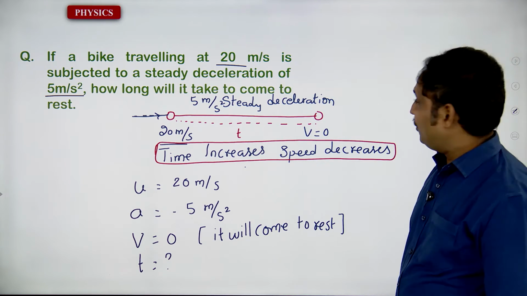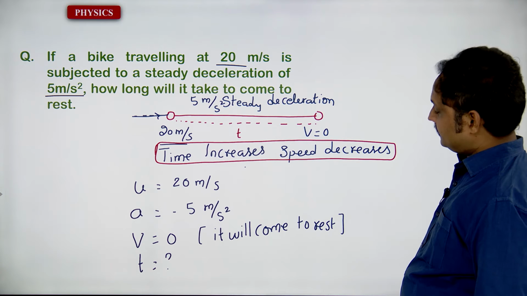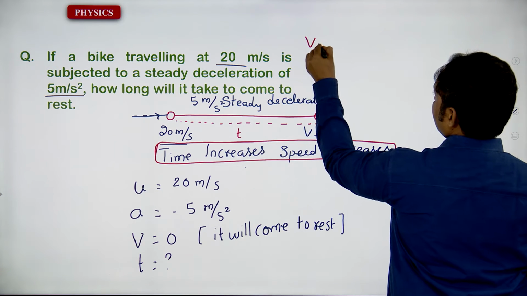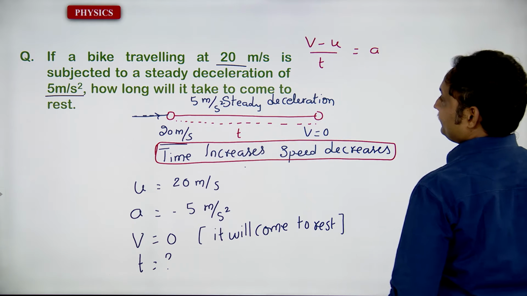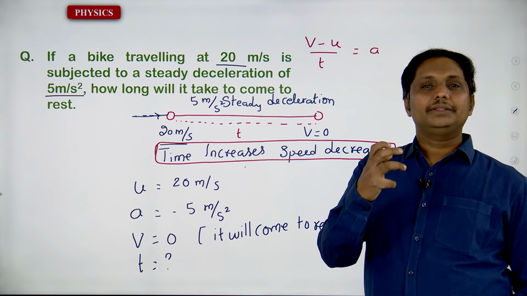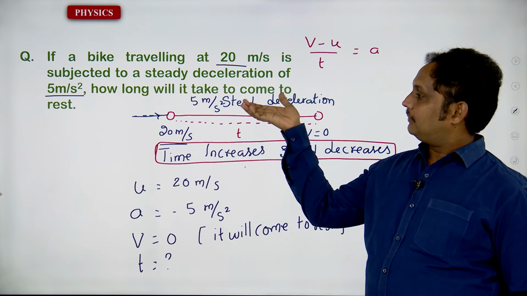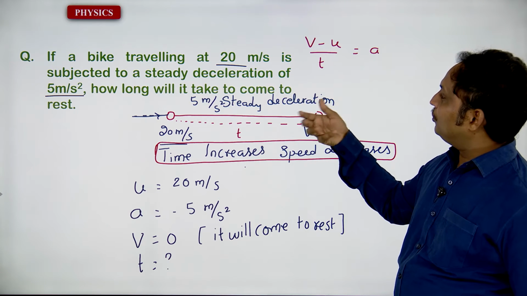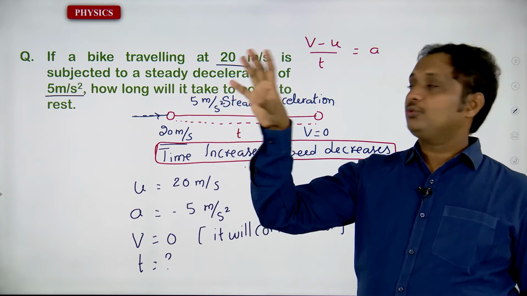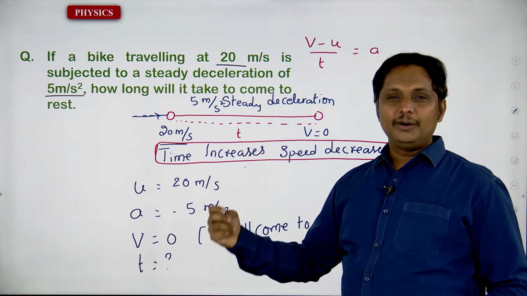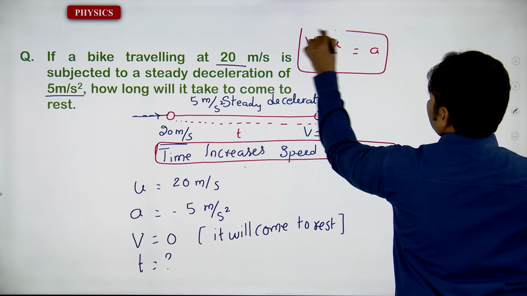Now you have a look at this. We know the formula (v minus u) by t is equal to a. In the given problem, they have mentioned steady deceleration, and the body has some initial velocity. The bike is traveling with an initial velocity. As the time increases, its velocity decreases. Deceleration means that. But how long does it take to come to the rest position? That is the question.